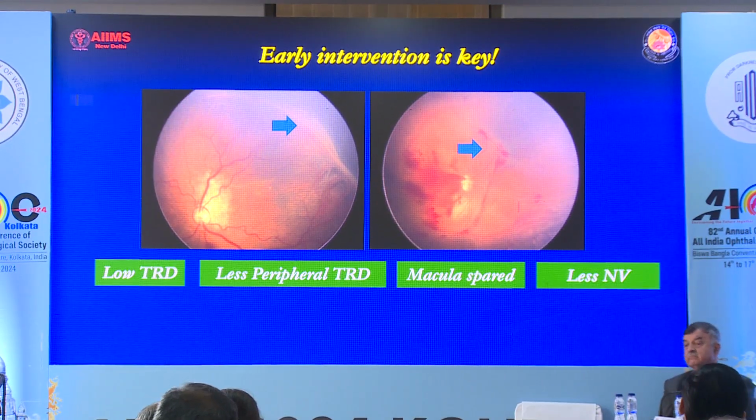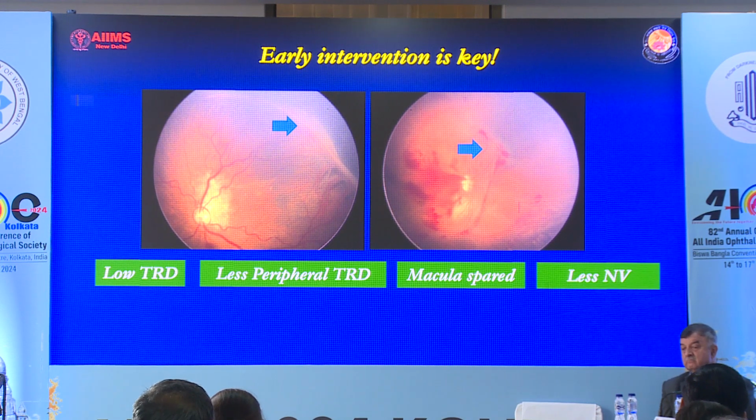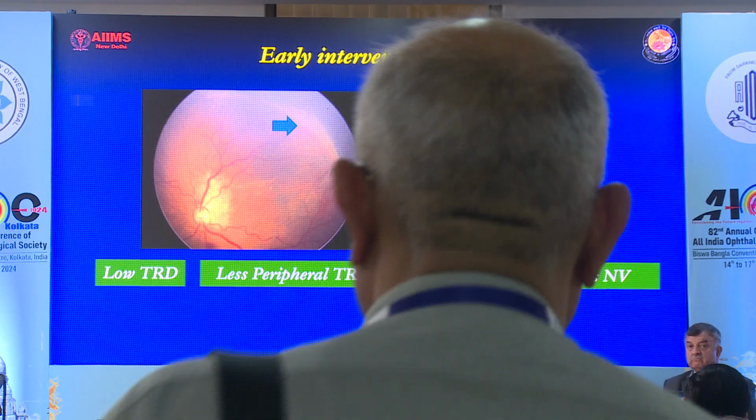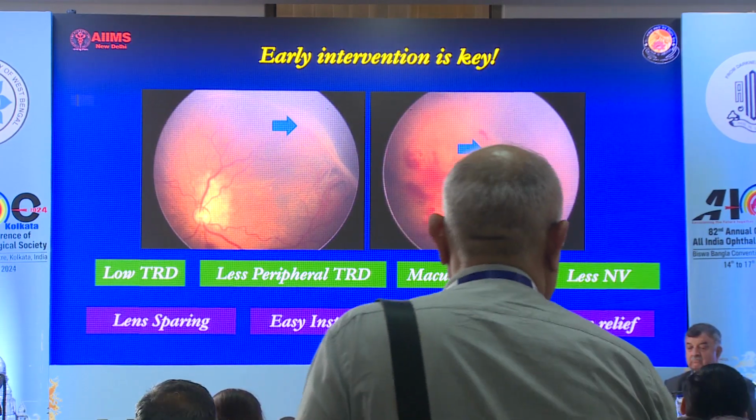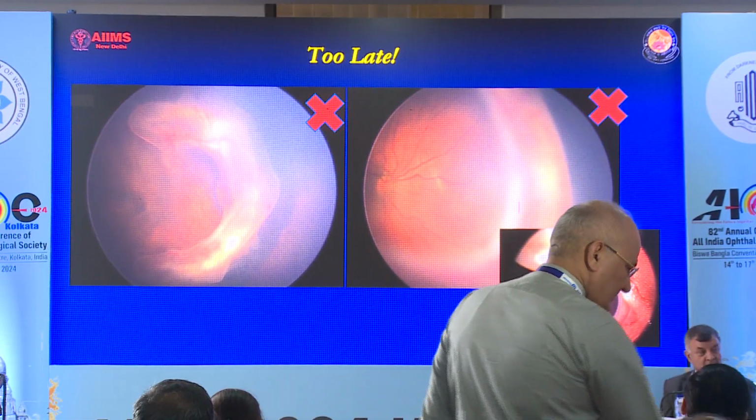For MIVS, early intervention is the key. You should go in when the TRD is low. Low TRD, less peripheral TRD is there. Macula can be spared, and there can be less new vascular changes. So here you can do lens sparing surgery, easy instrument access, good traction relief can be done. When you are here, it's already too late.